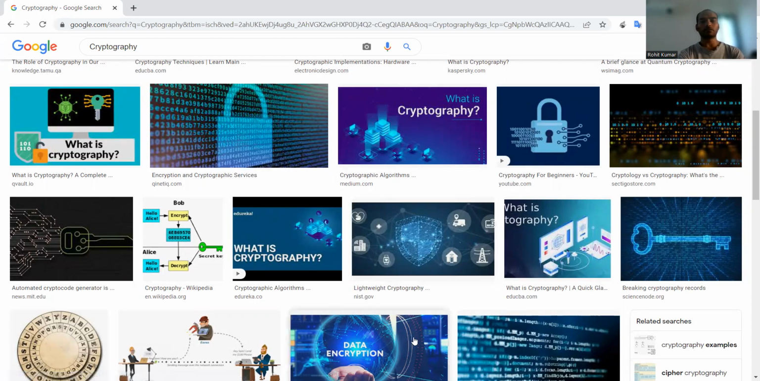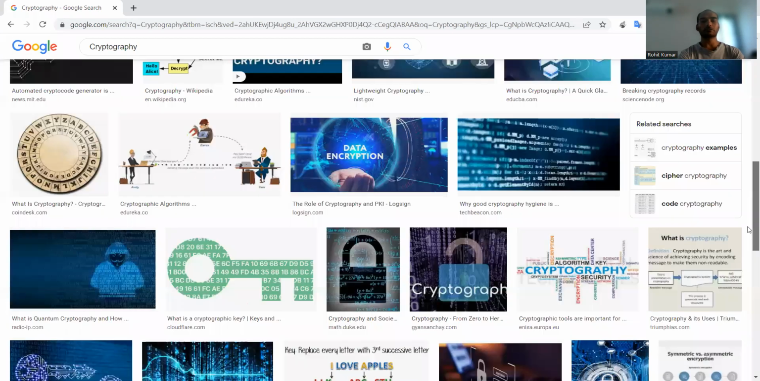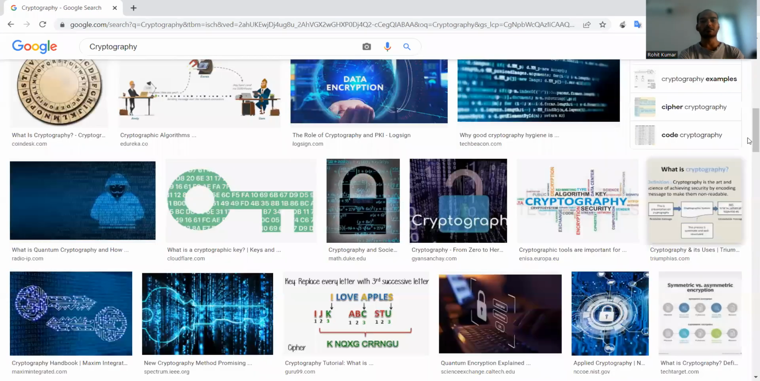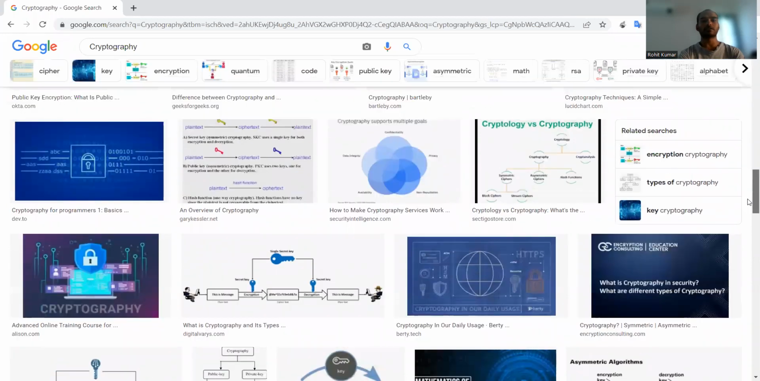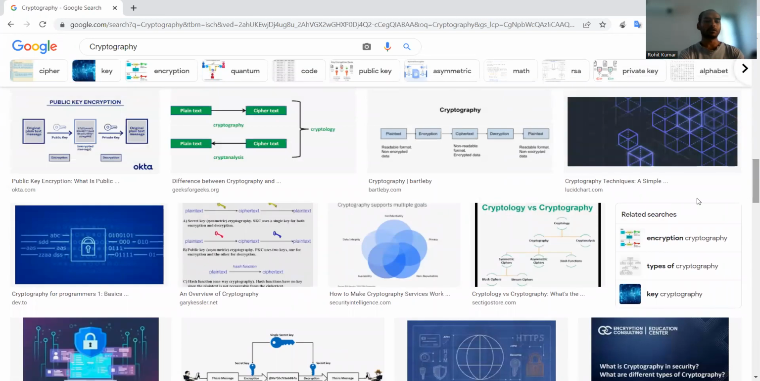Most of you, if you are familiar with information security or network science related topics, must have come across all these things. Then there is cryptanalysis, etc. Okay, so when we say that cryptography is a very important research topic, firstly we should understand what cryptography is.